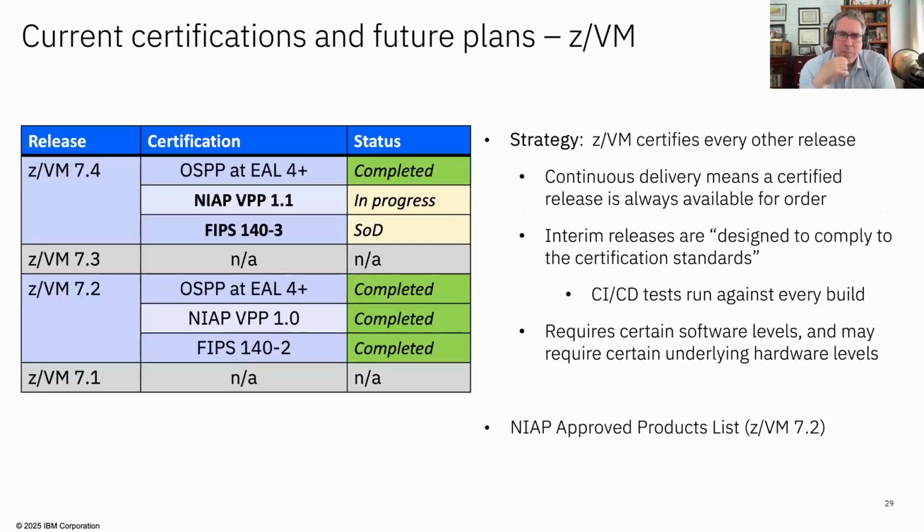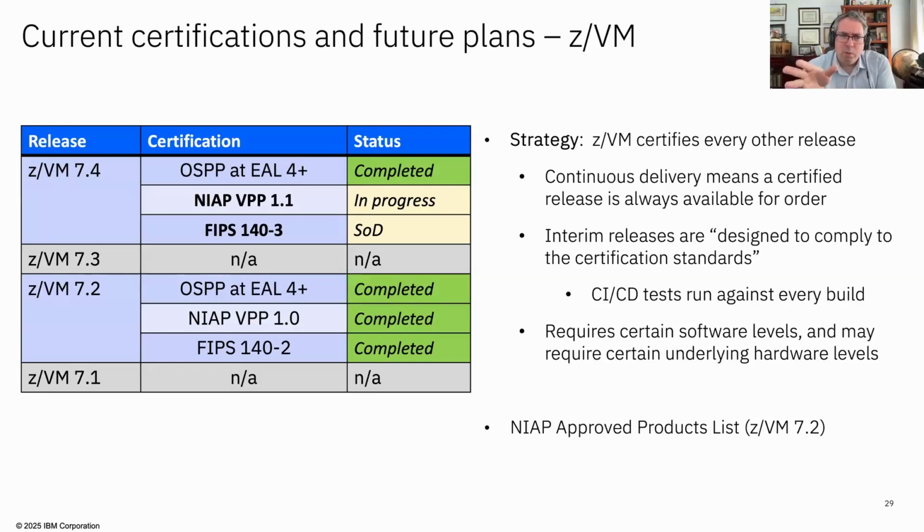In the case of ZVM, we actually only certify every other release. That's because you can actually order one of two releases at any given time. So if you were stopped from buying ZVM 7.3 because we had no intentions of certifying it, then I have news. 7.4 came out in September of last year, and we are just completing, I may have pre-gamed that word completed up there, our EAL 4 Plus evaluation. We're just waiting on the final certificate now.